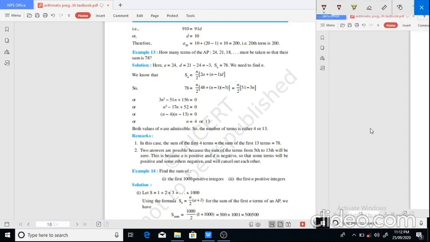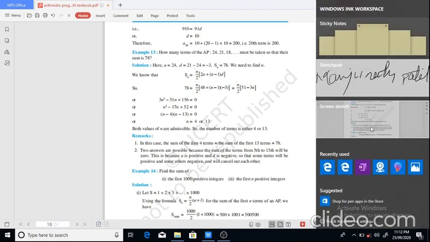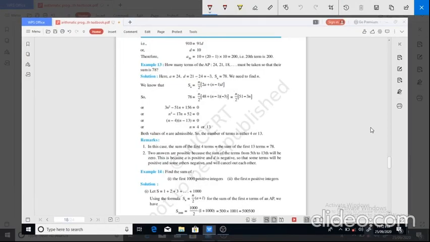So how many terms? In this question they have already told how many terms. So it means what is the n value? So find n. The AP is 24, 21, 18. What is the first term here? 24. So the a value is 24. The d value is a2 minus a1, which means 21 minus 24, that is minus 3.